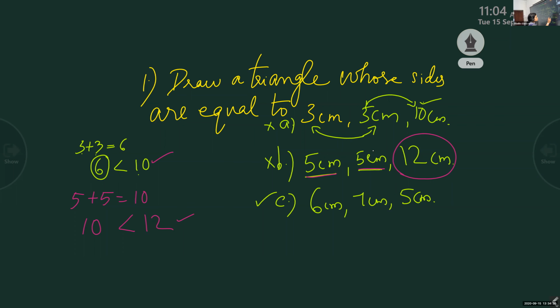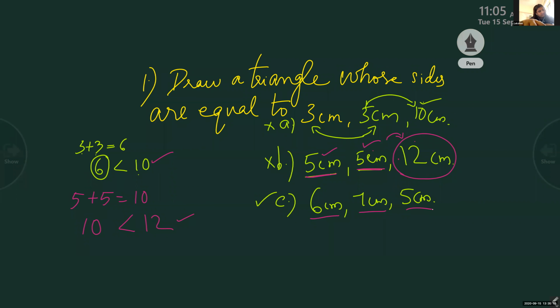If you add 5 and 12 and compare with this 5, then it is greater. But for one combination, when you add these two sides and compare with this side, the sum is less than the third side. Now you can take any combination of sides in this triangle.